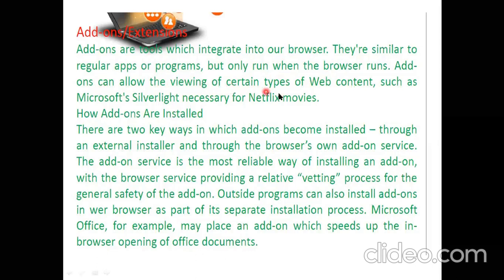Add-ons can allow the viewing of certain types of web content, such as Microsoft Silverlight, necessary for Netflix movies. Add-ons are used to enhance the functionality of the web browser. Now see, web browsers are generally designed for the basic functionalities which every user will require. But every day new applications are launching with new formats, and our browser doesn't support that. But nothing to worry about. It is not that our browser cannot open it, but our browser can always open it with the help of add-ons. So add-ons increase the functionality of your browser.